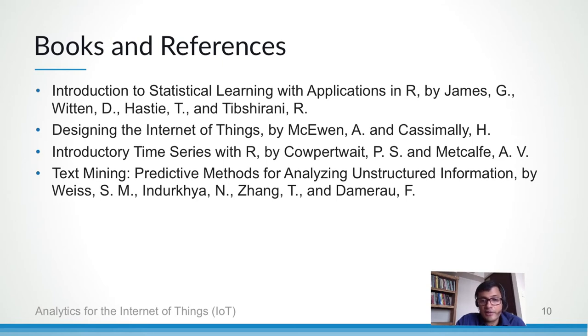Once again, some of the key books and references which are very powerful. Introduction to Statistical Learning with Applications in R is a free book available, written by Gareth James and some of the leaders in this field, Trevor Hastie and Rob Tibshirani. We have Designing the Internet of Things by A. McEwen and H. Cassimally. We have Introductory Time Series Models and Text Mining as well, because sometimes we use techniques as text is streaming in, and we need to handle that data as well.